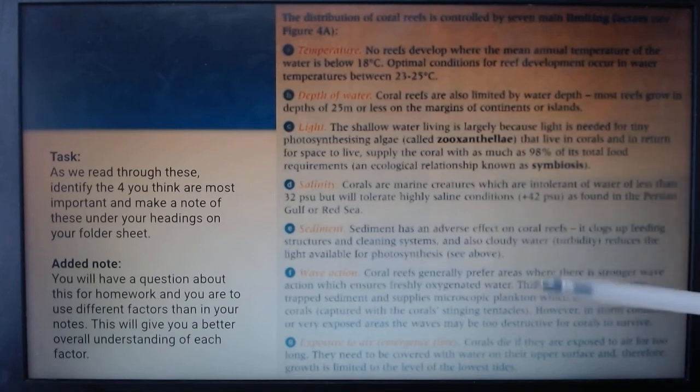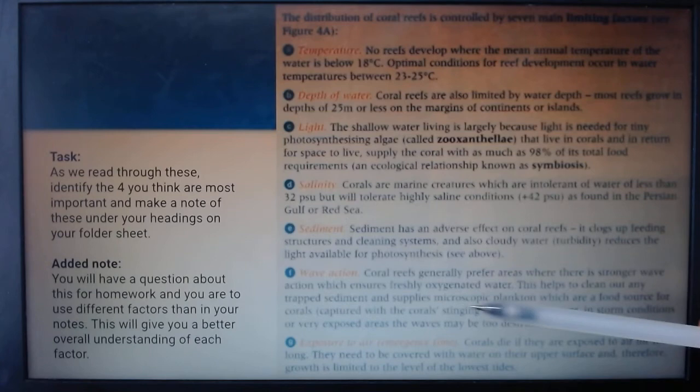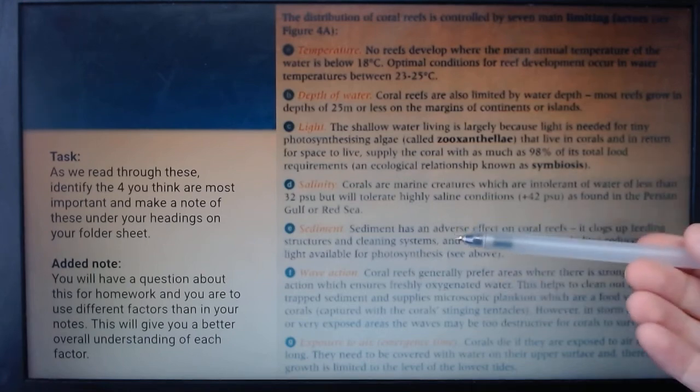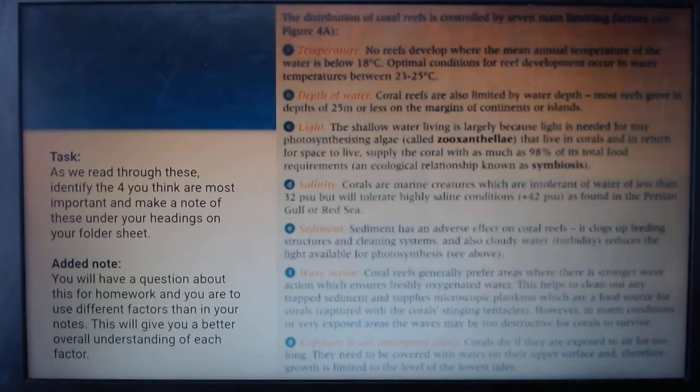Okay, wave action, again, like I was just saying about the speed of the water. Coral reefs generally prefer areas where there is stronger wave action, which ensures freshly oxygenated water. So you do need some movement in the water. You can't have a lake or something. They need some wave action, but you don't want it too big to stir up all the sediment. And again, the Bahamas is perfect.